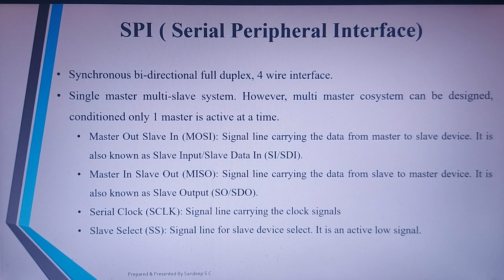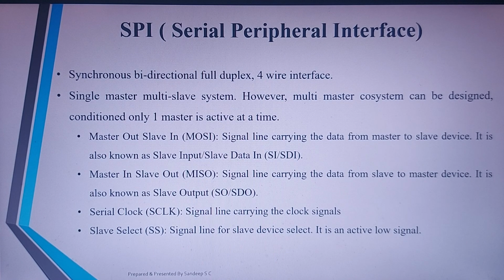Then for synchronization of the communication, we need a serial clock, that is SCLK, a serial clock used to synchronize the communication. And then we have the slave select, as we already discussed that there can be multiple slaves. So the slave has to be selected.